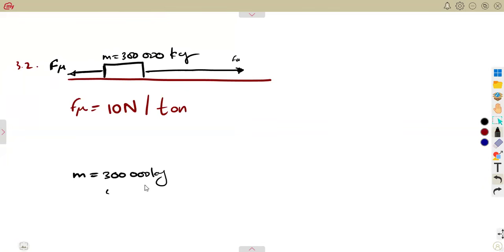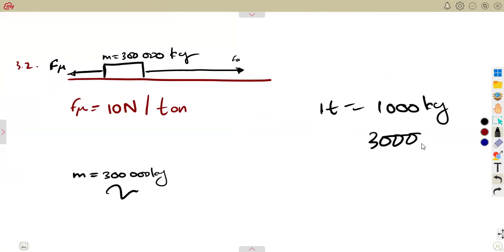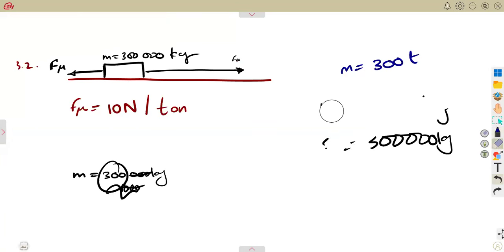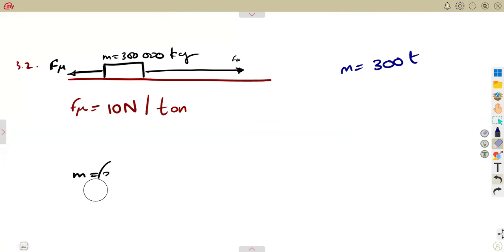That is the question. 300,000 kilograms: in a ton we have 1,000 kilograms. So in 300,000 kilograms, how many tons do we have? Simply divide by 1,000, and we are going to remain with 300 tons. So in terms of the mass in tons, our mass is 300 tons, which is the same as 300,000 kilograms. That's why you must also have it in terms of the ton.